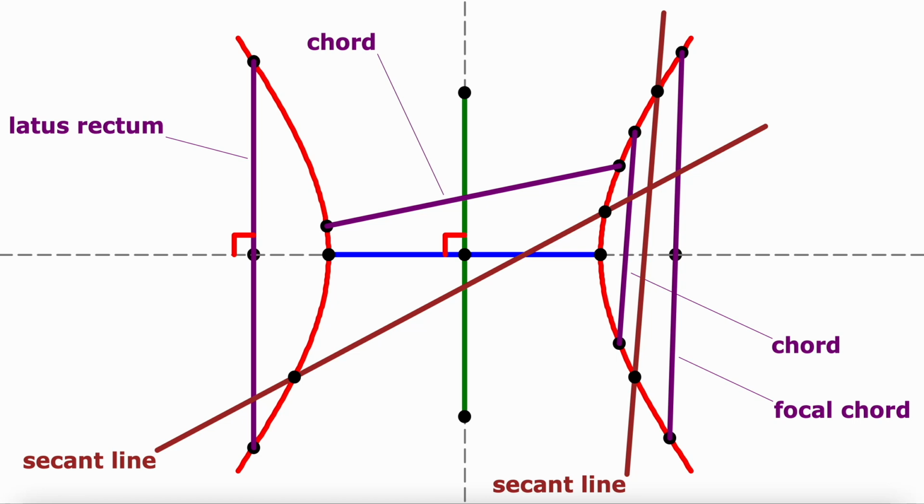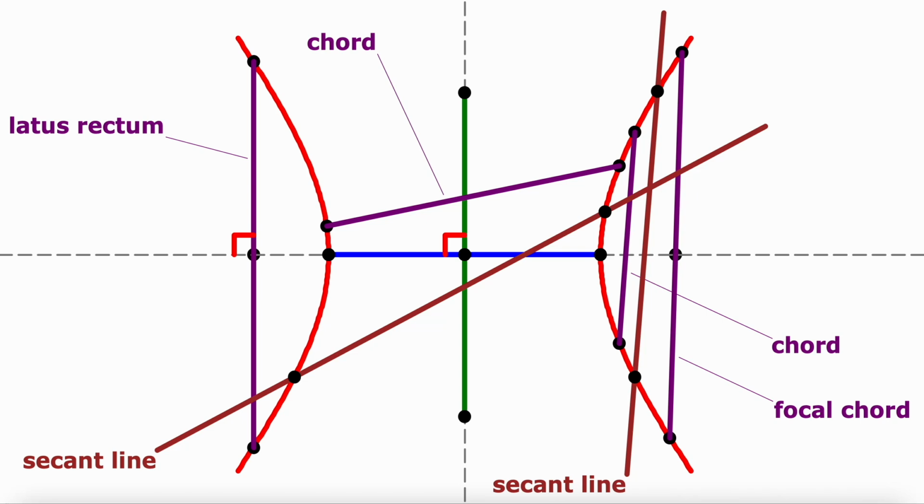To calculate the length of the latus rectum, we use the semi-transverse and semi-conjugate axes of the hyperbola. Specifically, the length of the latus rectum is equal to 2 times b squared, all divided by a. This formula shows that the longer the transverse axis, the shorter the latus rectum becomes. Conversely, the shorter the transverse axis, the longer the latus rectum becomes.